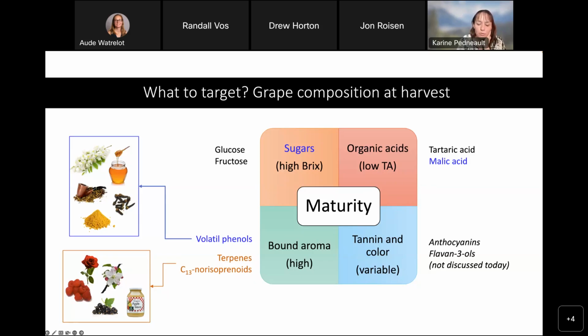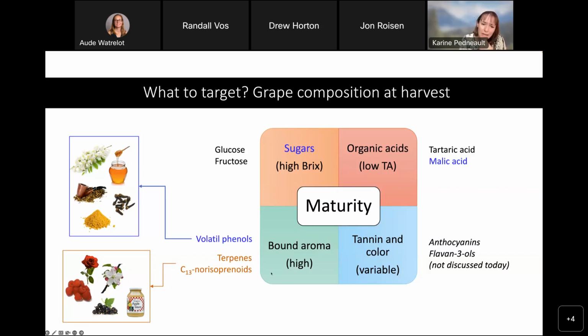So I'm going to present mostly about analysis that we've done regarding bound aroma in my group. So 2 groups of aroma, I'm going to focus on those 2 groups actually. Volatile phenols and terpenes and C13 norisoprenoids. So the volatile phenols are mostly honey aroma, acacia flowers, tobacco, clove, for example, and curry flavors. So they can be very different because very different compounds go in that group. But depending on their concentration as well, they can give different sensory outcome in the wine.